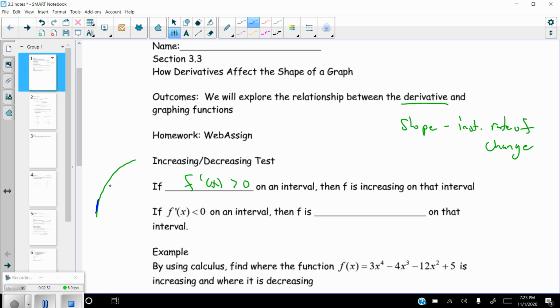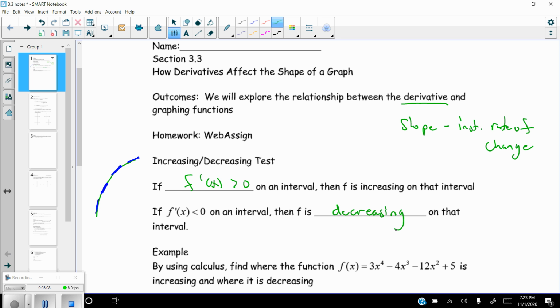A slope everywhere on that thing right there would be positive. The tangent line slope here is positive. Positive slope, positive slope, positive slope. The function is increasing. Likewise, if f prime of x is less than 0, then f is decreasing on the interval, meaning if the slopes are negative, then the function is coming down. So positive slope means the function is going up. Negative slope means the function is coming down.